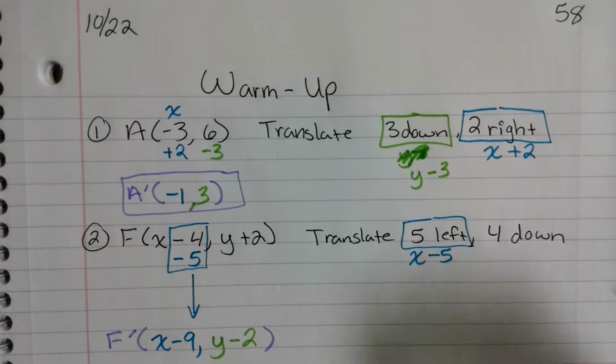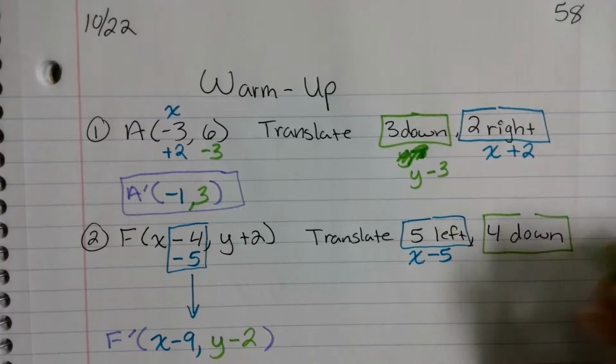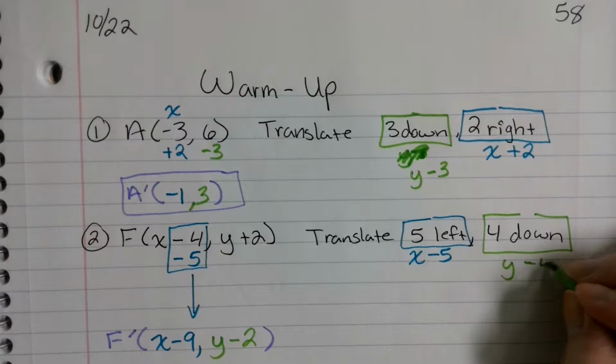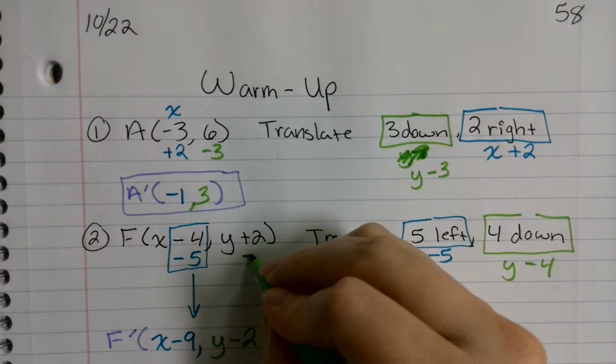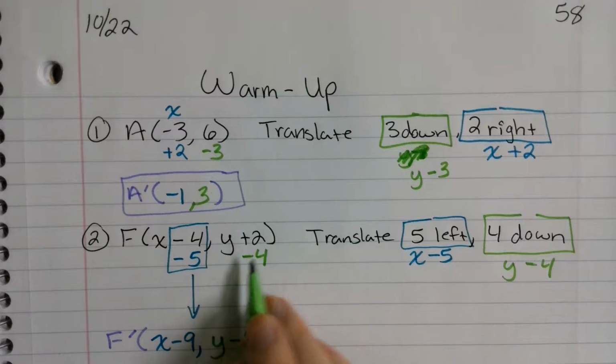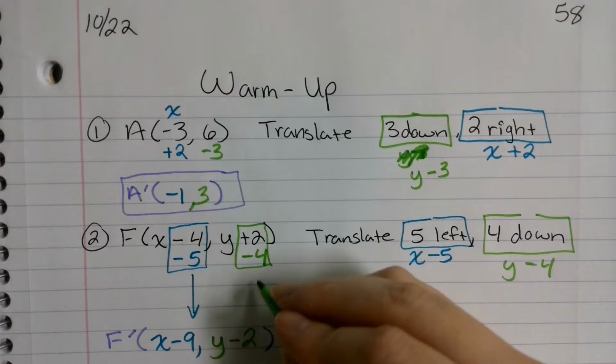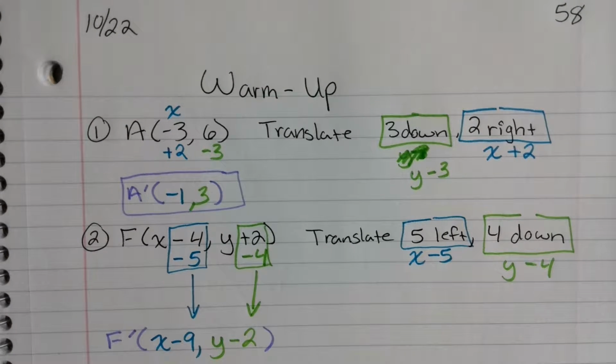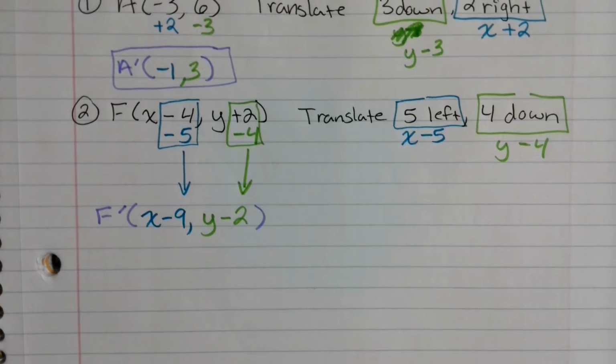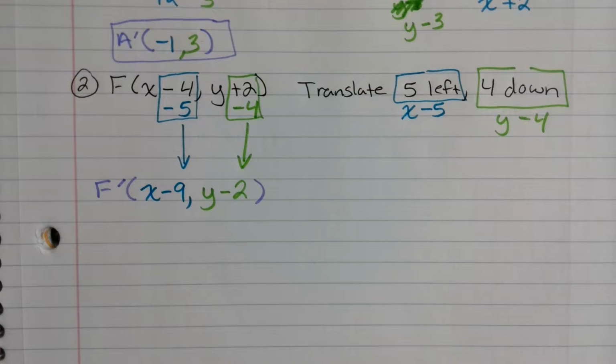And then the same thing here, we're moving 4 units down. So it's like we're taking our y and subtracting 4. But really, we're just doing 2 minus the 4. We can't really focus on that y. 2 minus 4 is going to give you a -2. So that's where it becomes a -2. Any questions about the warm-up?